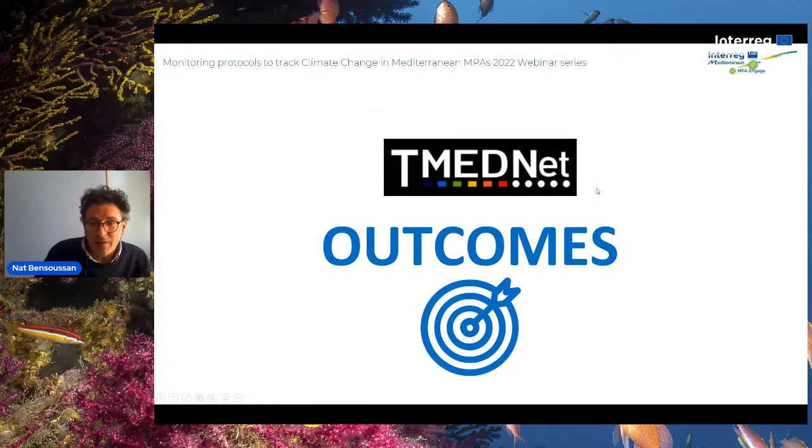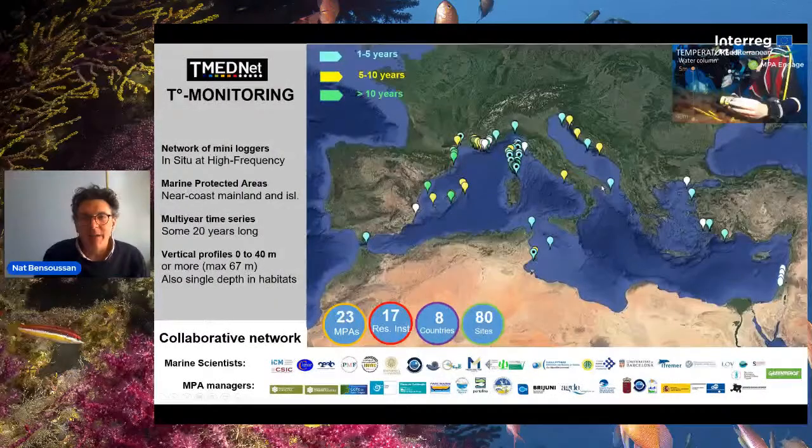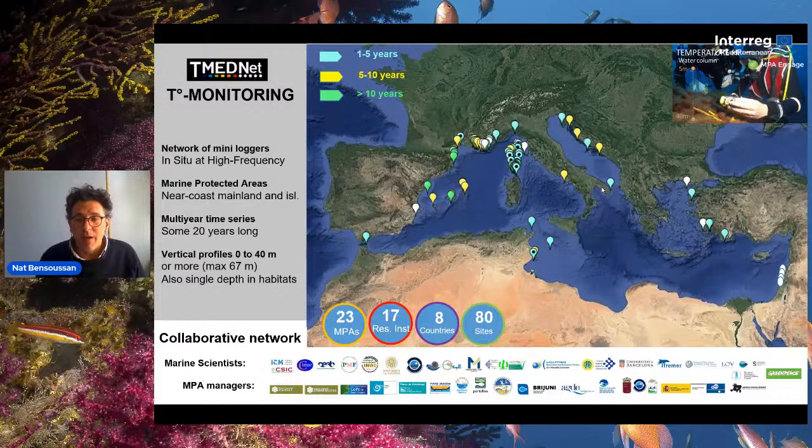So if we look at some main outcomes of the TEMEDNET initiative regarding the temperature monitoring, we have managed collectively with the many partners involved, marine scientists and PA managers, to build this temperature observation network in the coastal zone. So it's a network of mini loggers involving 23 marine protected areas, 17 research institutions from 8 Mediterranean countries. And to date, temperature monitoring is conducted in over 80 sites, mainly marine protected areas.